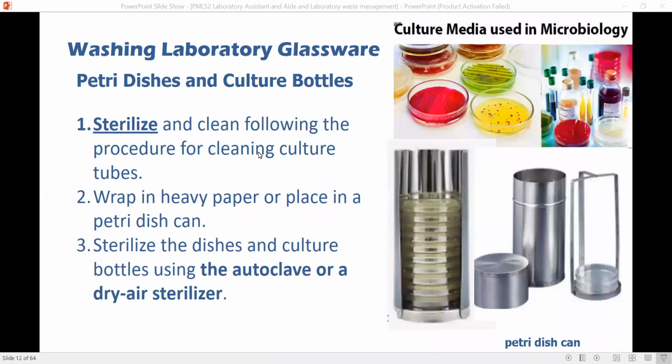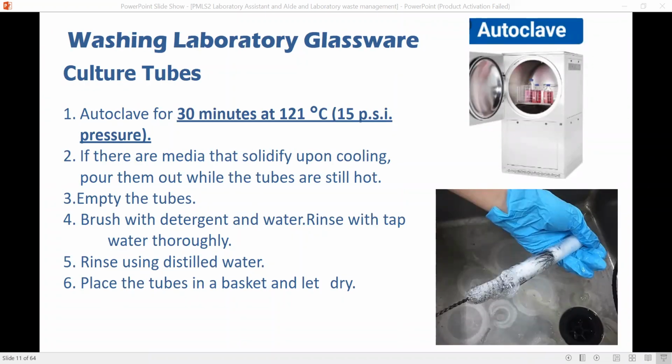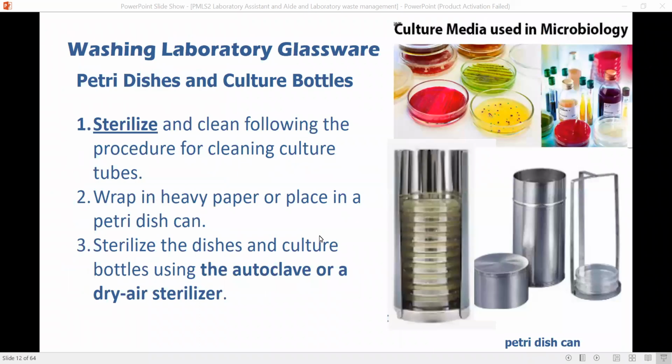Now, Petri dishes, ito naman, and the culture bottles, basically, sabi dito, sterilized and clean following the procedures for cleaning culture tube. So, ganito rin. Pareho lang. Now, after nito, usually nirarap yan ng bawat isang Petri dish na malinis, nirarap sa paper, or pwede rin if you have this canister, may Petri dish can. Lagay mo dito yung mga Petri dishes sa loob.